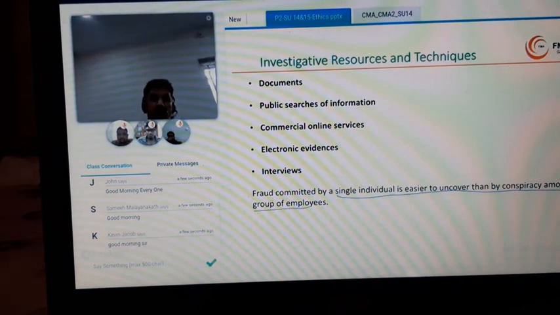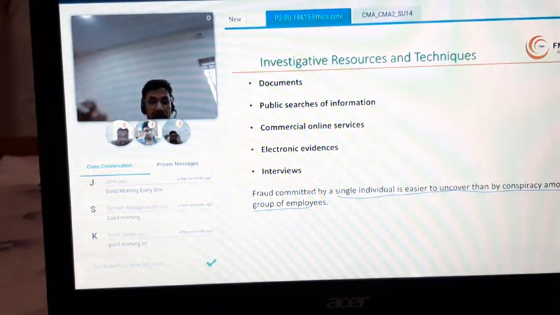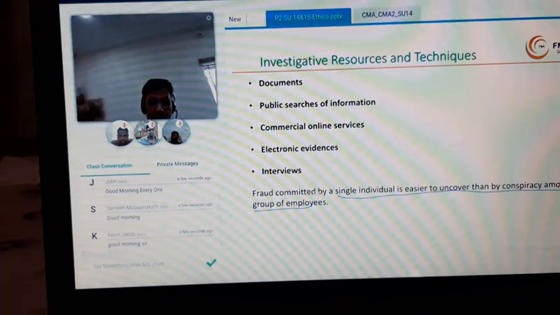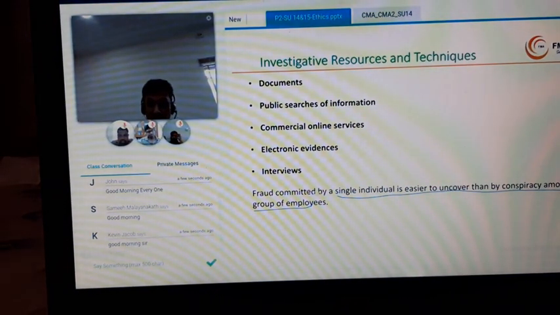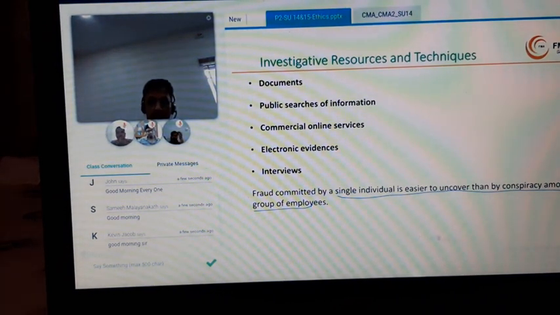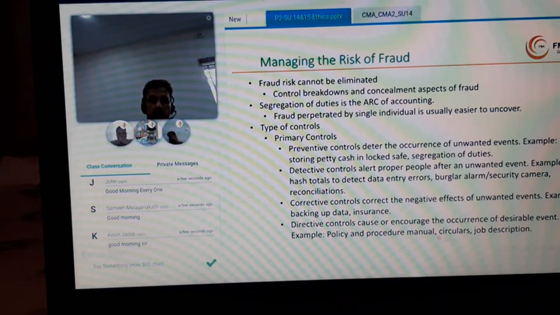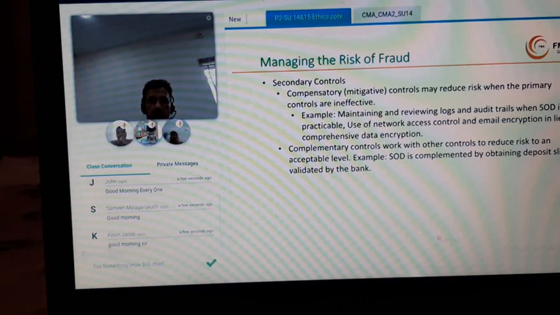Jealousy among a group of employees. Fraud committed by employees is easier to uncover than fraud committed by management. Okay, this also we know.